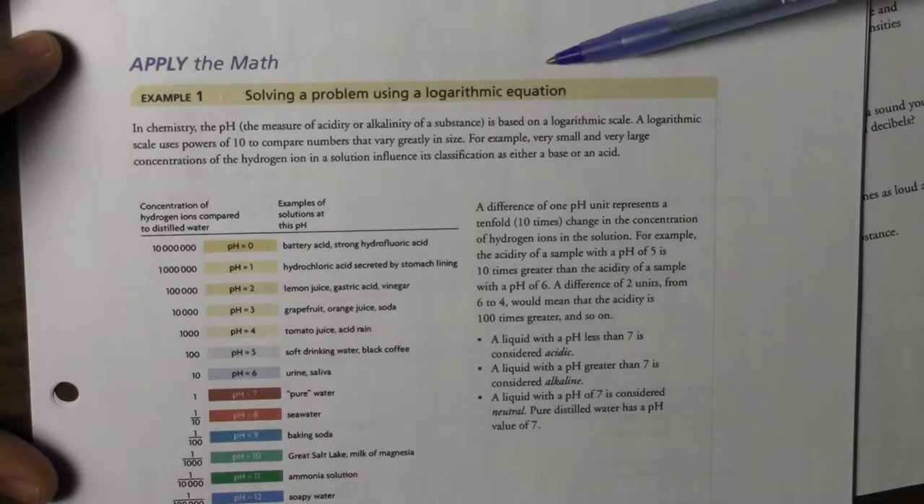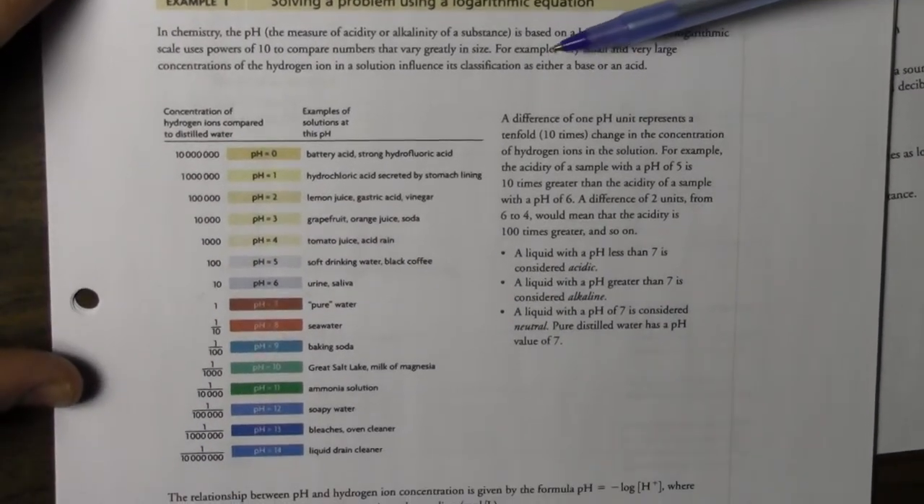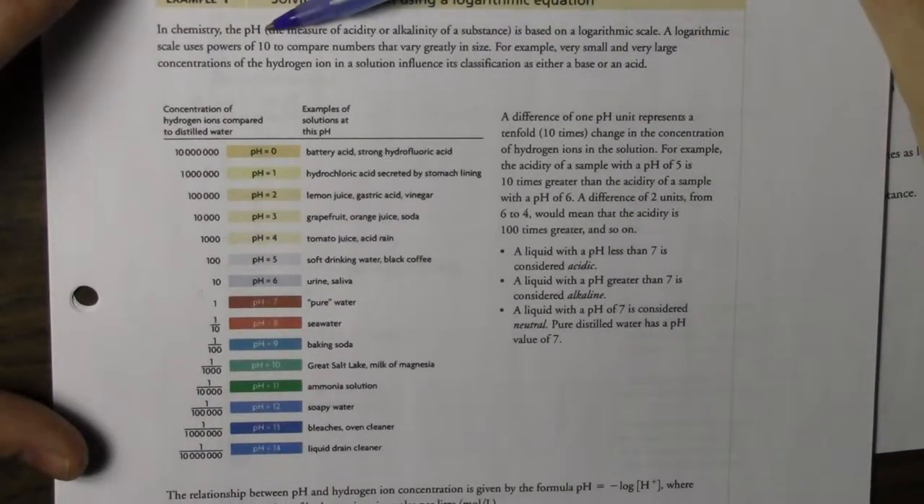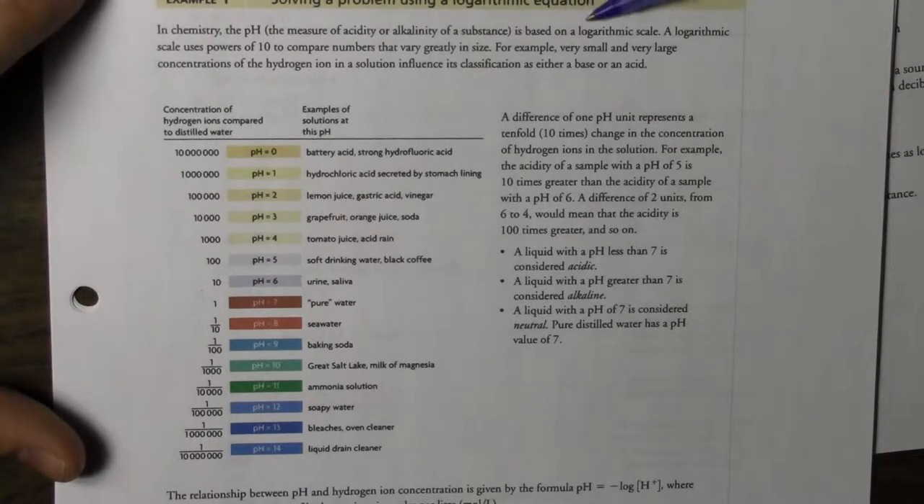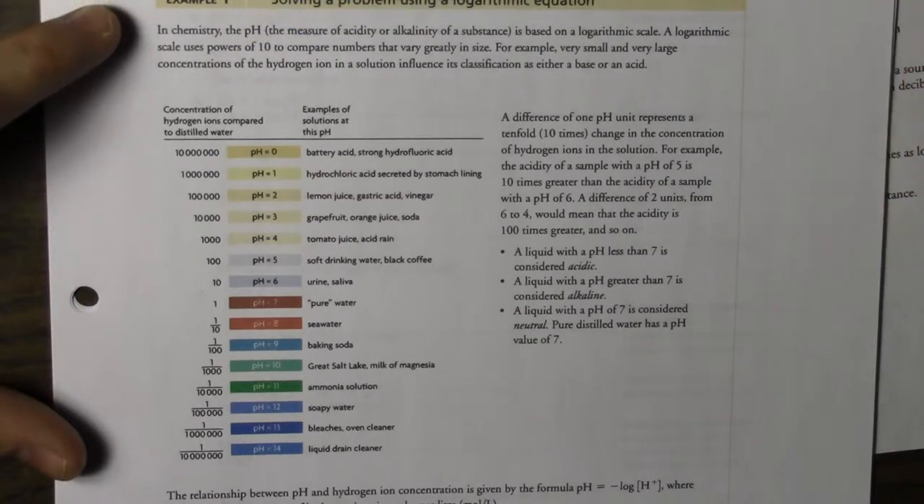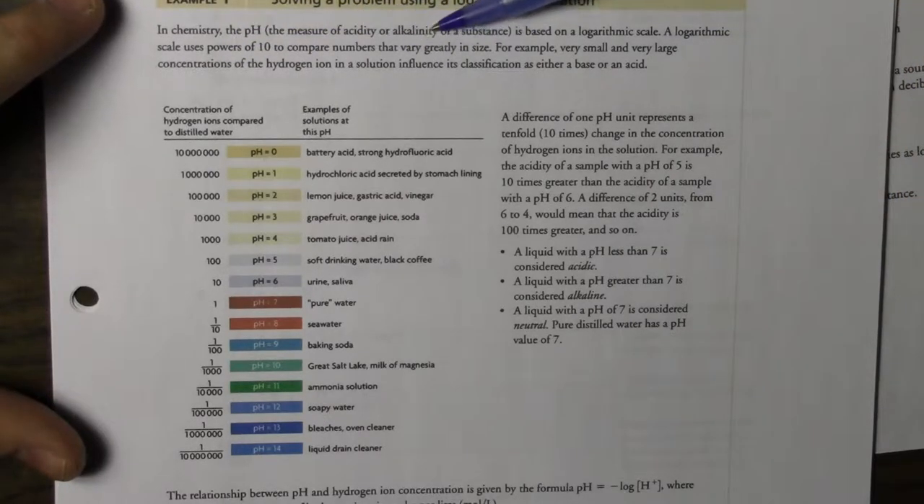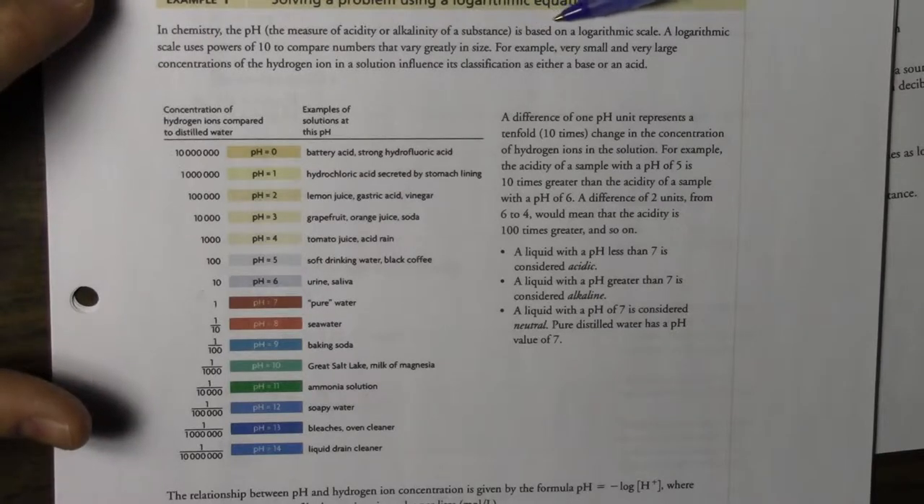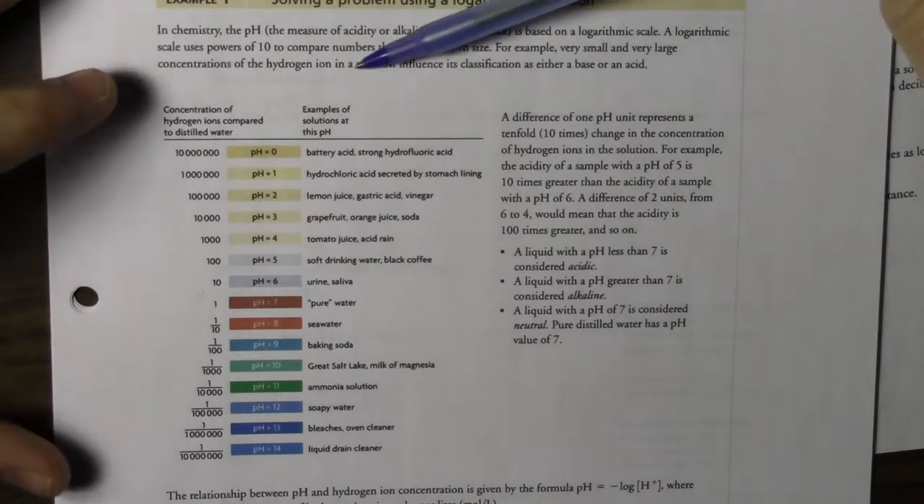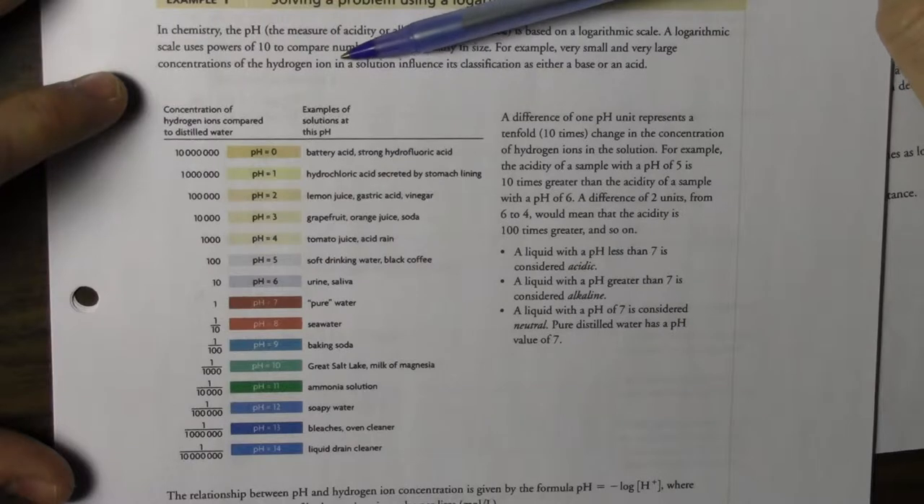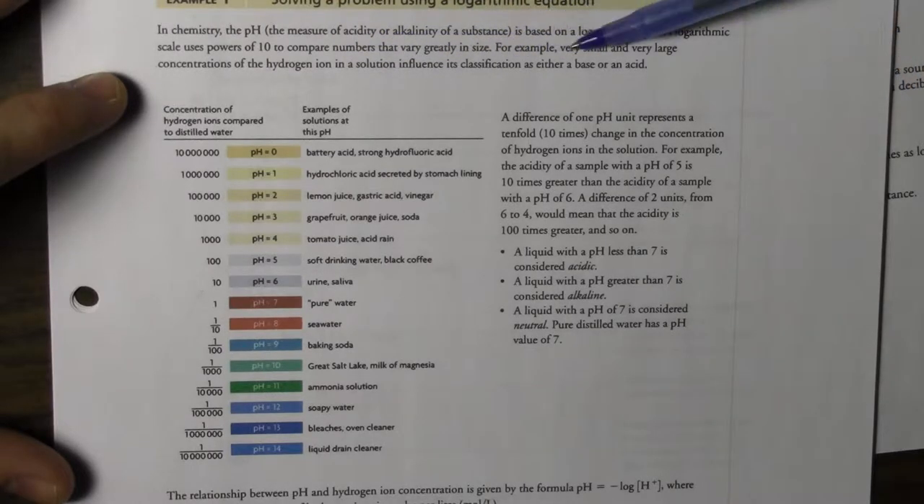So the first one, it gives us an example of pH. Okay, so in chemistry, the pH is the measure of acidity or alkalinity of a substance. It's based on a logarithmic scale, so you might have seen this in chemistry. A logarithmic scale uses powers of 10 to compare numbers that vary greatly in size. So for example, very small and very large concentrations of the hydrogen ion in a solution influence its classification as either a base or an acid.